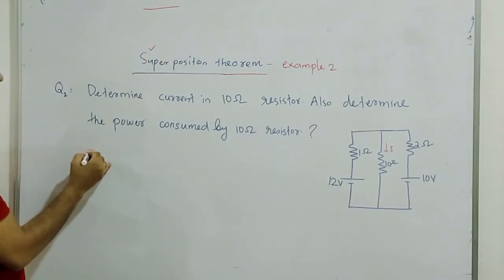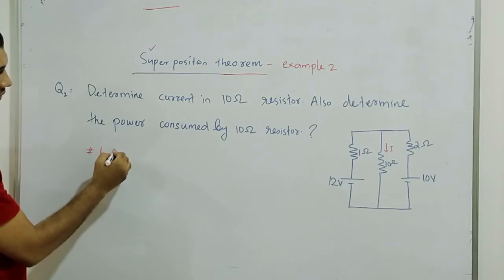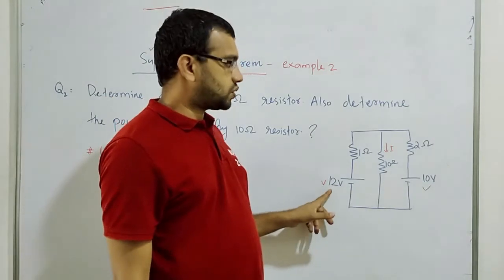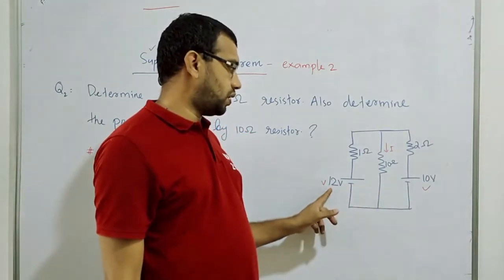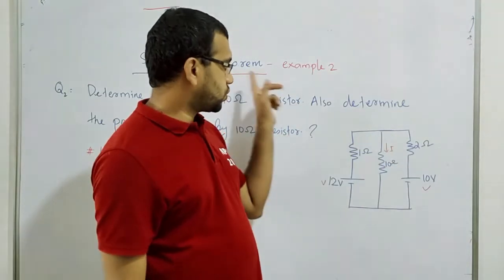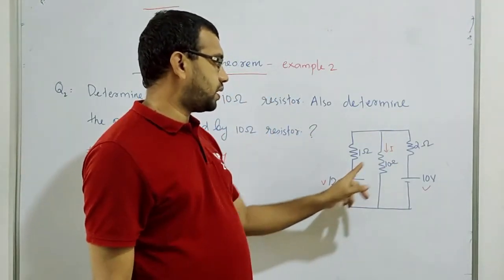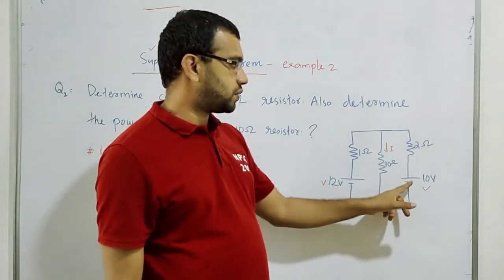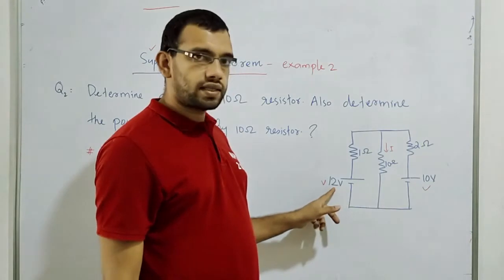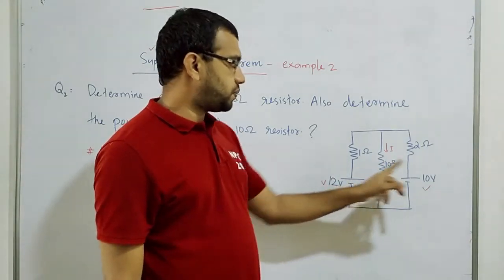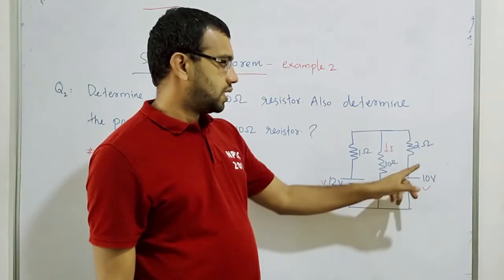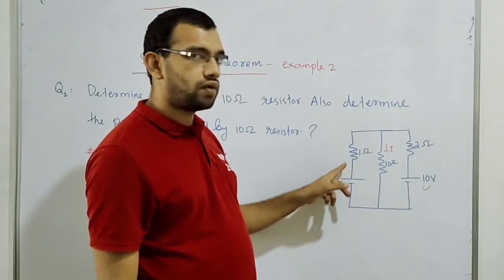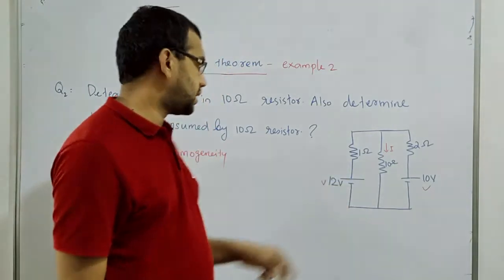So what is the first step? Apply homogeneity. Here there are two independent voltage sources, that is 12 volt and 10 volt. In superposition theorem, individually we need to find the response due to 12 volt and the response due to 10 volt. When we are considering 12 volt, we need to replace 10 volt with a short circuit, and next time when we are applying 10 volt, we need to replace 12 volt by short circuiting. Let's see that in detail.